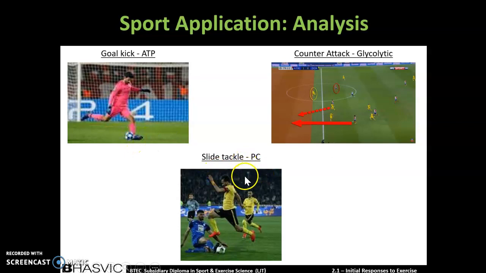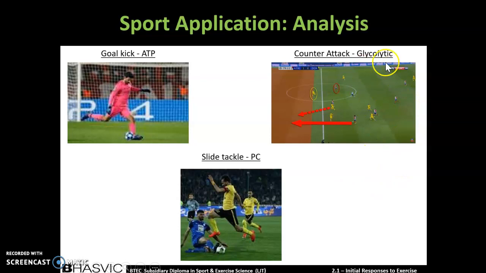The PC system would be a slide tackle, as the act of running alongside the player or up to the player, then slide tackling. That would be longer than 3 seconds, but not above 10 seconds. So it's still quite a short action which requires a lot of force to get the ball from the player. So the PC system would be used as it produces high amounts of energy for the player to perform that slide tackle.